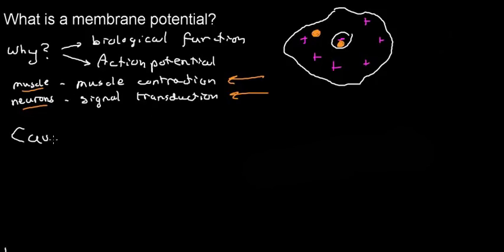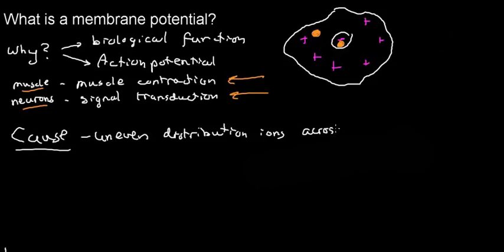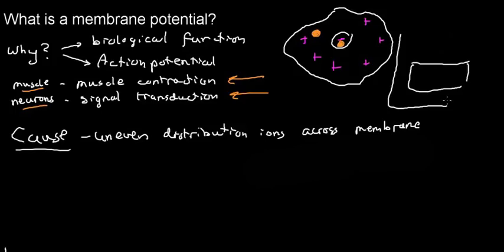And now we need to think about what is the cause. What causes this slightly more negative charge? Well, it just so happens that the cause for this is uneven distribution of ions across the bilipid layer or the membrane. And what do I mean by that? Let's just say this is the inside of the cell, and all of this is the outside of the cell.